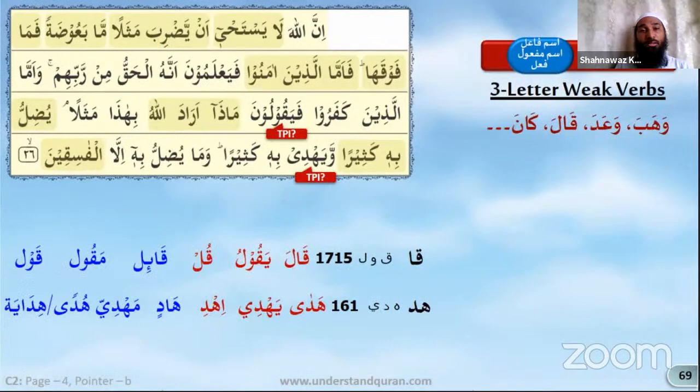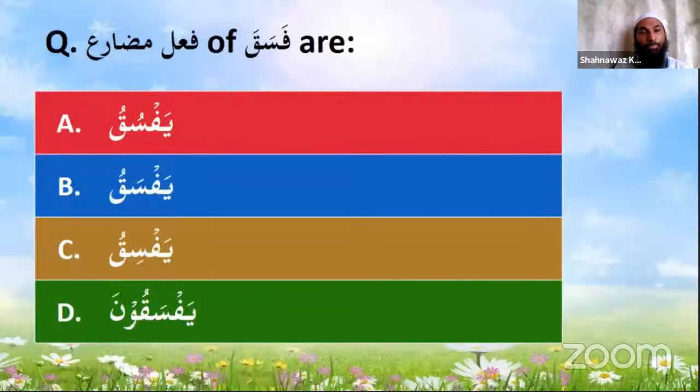Now I'm coming to the weak letters. We have seen this: qala, yaqulu, qul, qa'il, maqul, and qawl. And hada is on the pattern of hadaya. Hada, yahdi, ihdi, hadin, mahdiyun, hudan, or hidayah. Both are verbal nouns, so verbal nouns can have a change.